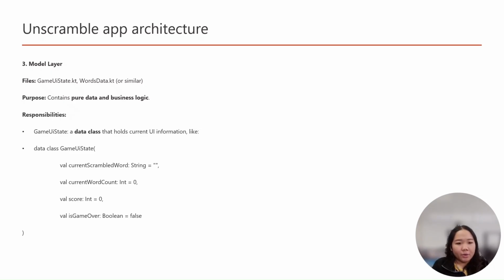Model layer. Go to GameUiState. It is a class, and WordData.kt or similar. The purpose is to contain pure data and business logic. Responsibility: GameUiState is a data class that holds current UI information. As shown, you can see the string, the integer number, your score number, and when the game is over, it's shown as boolean false.